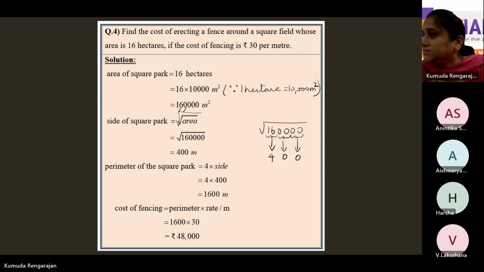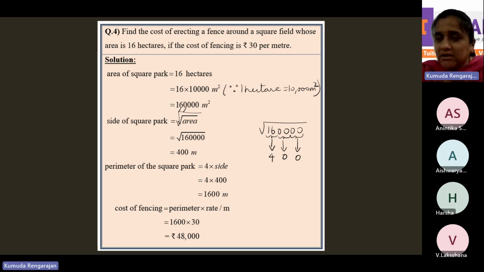Sorry, you said something. 5 zeros, correct. So if we have a number 25 followed by 10 zeros, the square root of 25 is 5. And the number ends with 10 zeros, so its square root will end with half the number of zeros. 10 divided by 2, 5 zeros. So 5 followed by 5 zeros is the square root of the given number.